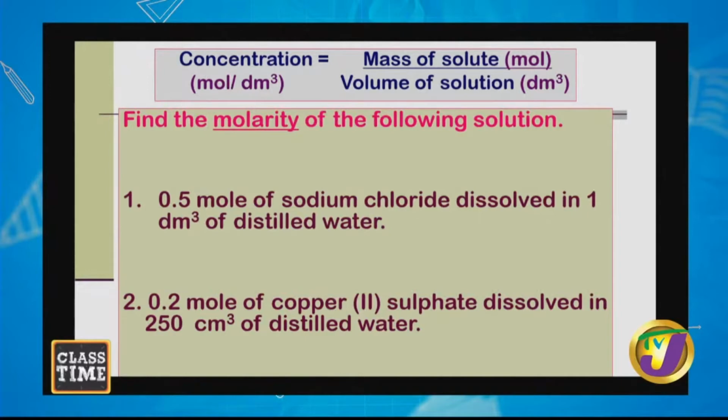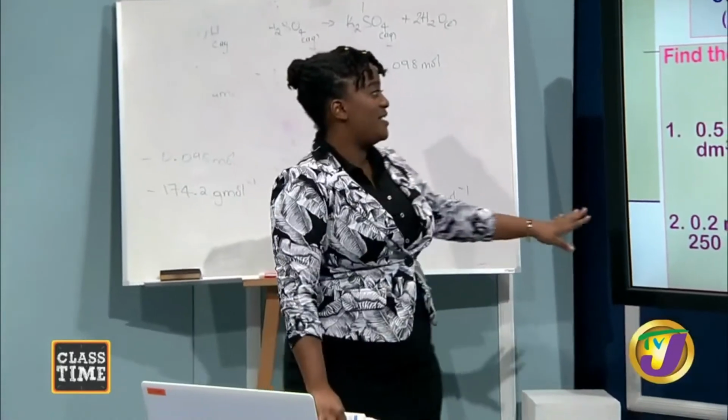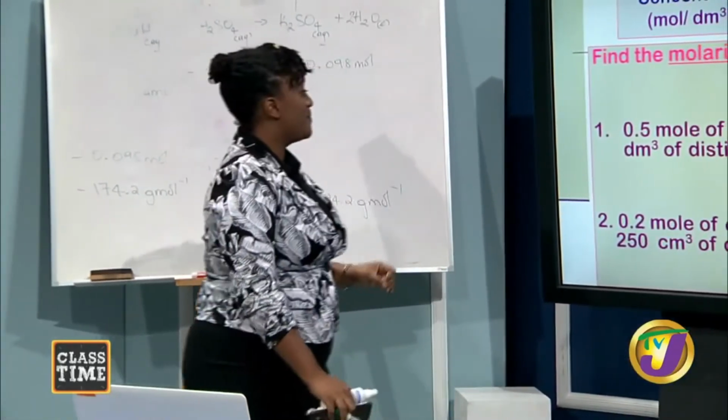Okay, so what we're going to do, 0.5 moles divided by 1 dm cube. My answer will still be 0.5 moles per dm cube. So that is the molarity for number 1.